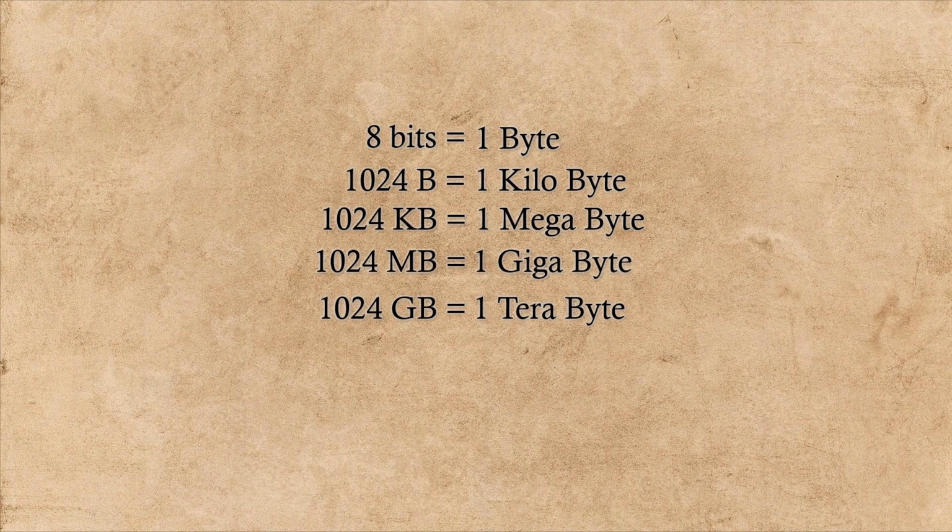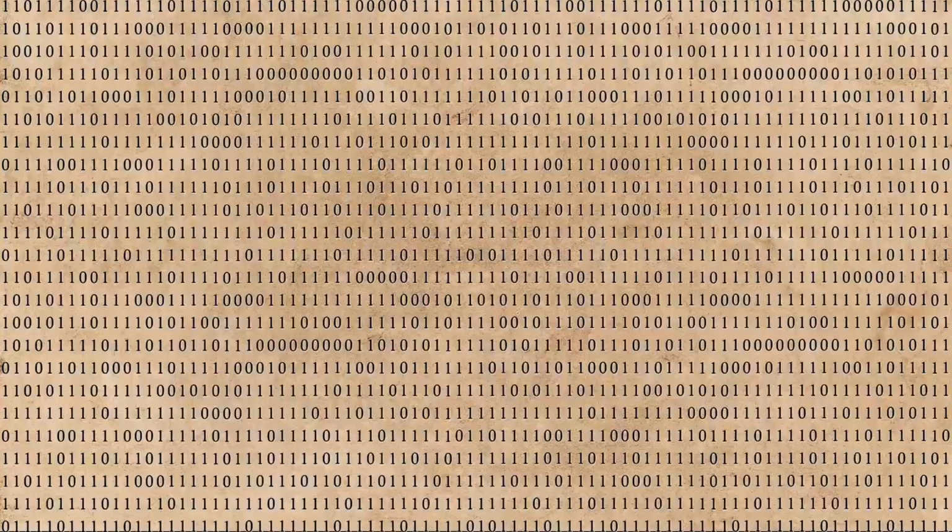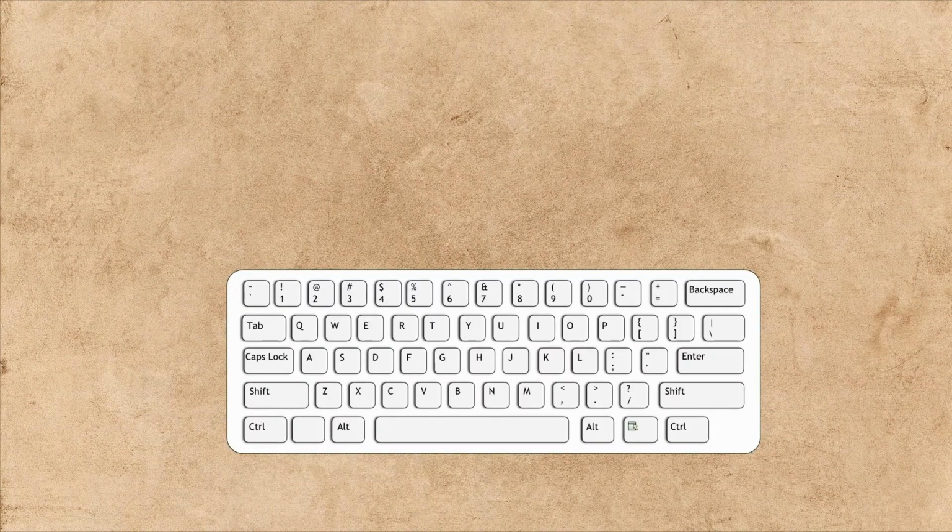Personal computers generally have a hard disk of 1 terabyte, which is about 10 to the power of 12 bytes. That equals 8 trillion bits. That is, your hard disk can store 8 trillion ones and zeros. Any user usually inputs numeric data from the keyboard mostly in decimal form, as that's what he is familiar with.